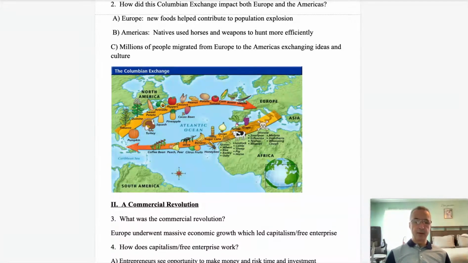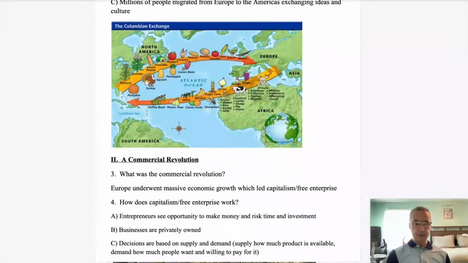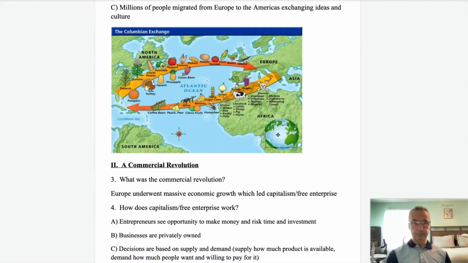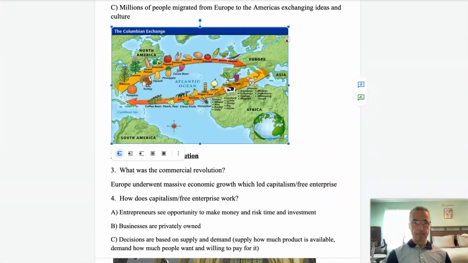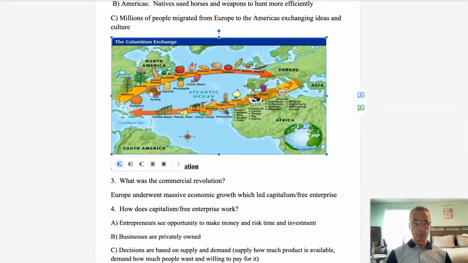And this also helped to contribute to the commercial revolution. Three, what was the commercial revolution? Europe underwent massive economic growth, which led to capitalism and the free enterprise system. In a free enterprise system, entrepreneurs and businesses are free to make as much profit as possible. Businesses, of course, are privately owned. They expand and make decisions based on their own financial profits.